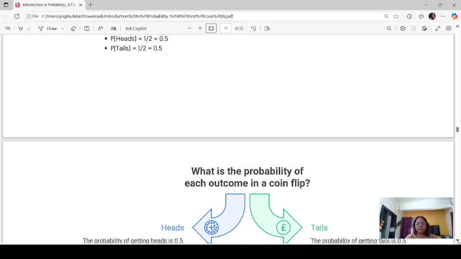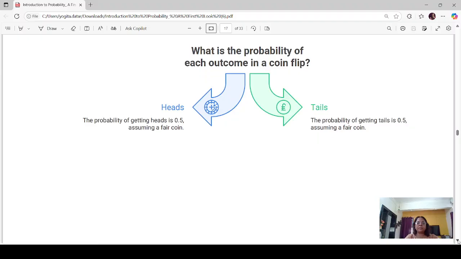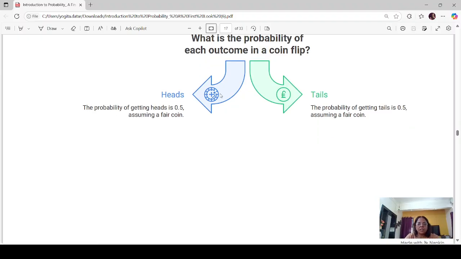Now let us move to the diagrammatic presentation. Here the coin is flipped and we have got head. The probability of getting head is 0.5, assuming that the coin is fair, that is, an unbiased coin, meaning it has head on one side and tail on the other side. And if we get tail, the probability of getting tail is again the same, 0.5.